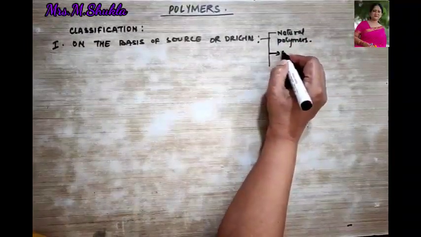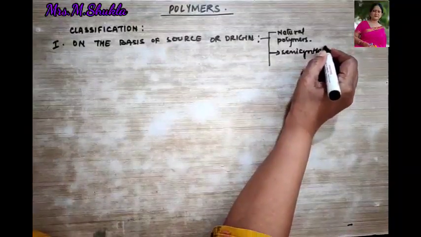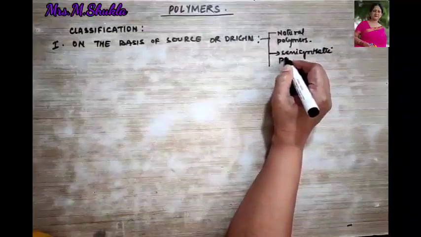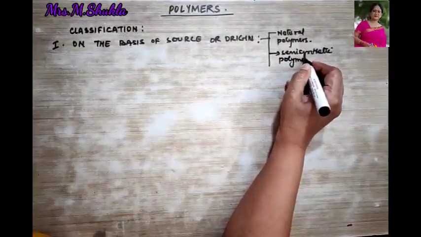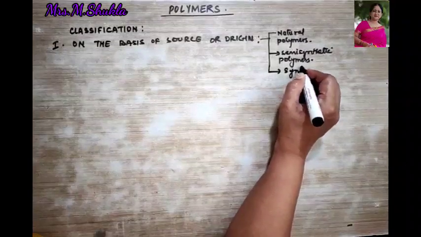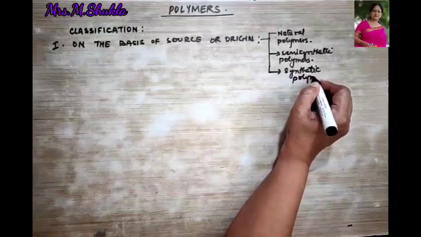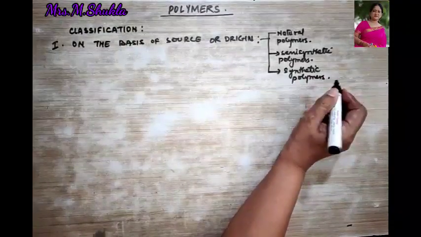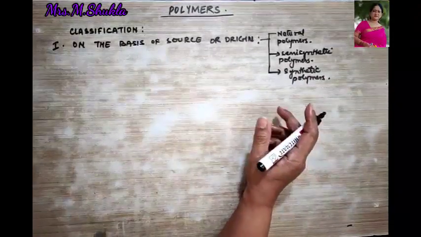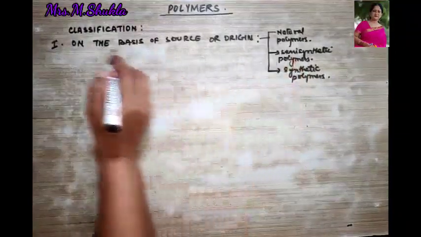then they could be semi-synthetic polymers, or they could also be synthetic polymers. This is what I had told you yesterday. So we are going to do all these classifications in detail today. Let us begin with the natural polymers.